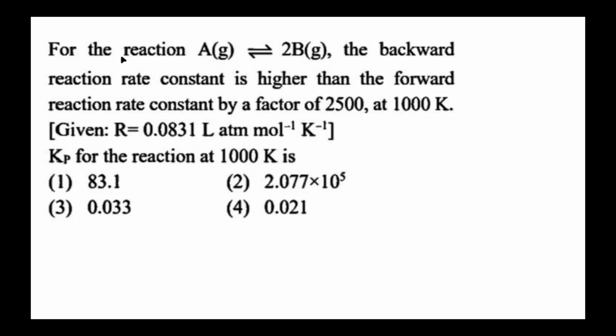The next question is, for the reaction A gives rise to 2B, the backward reaction rate constant is higher than the forward reaction rate constant by a factor of 2500 at 1000 Kelvin. Given R value is 0.0831 liter atmosphere mole inverse Kelvin inverse. Kp for the reaction at 1000 Kelvin is.